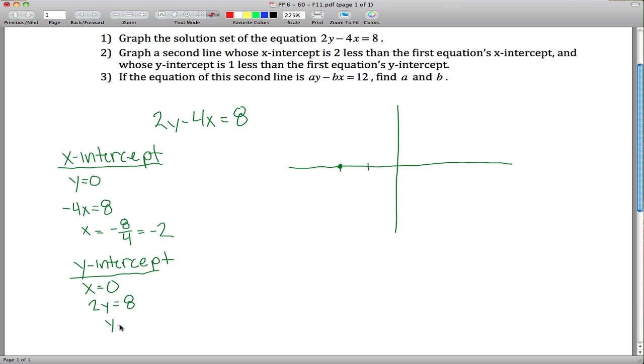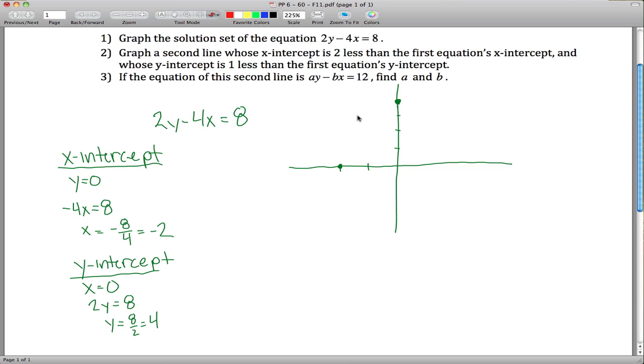Divide both sides by 2. We get y is 8/2, which is just 4. So what that tells us is 1, 2, 3, 4. Our y-intercept is right here.